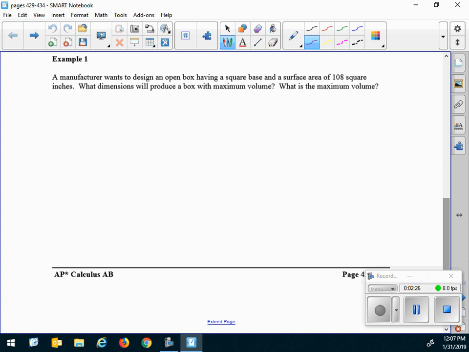A manufacturer wants to design an open box having a square base and a surface area of 108 square inches. What dimensions will produce a box with maximum volume? What is the maximum volume? Okay, look at your device. It says number 1, determine the quantity that is to be maximized or minimized. What are we trying to maximize? We want to maximize the volume. Got it.